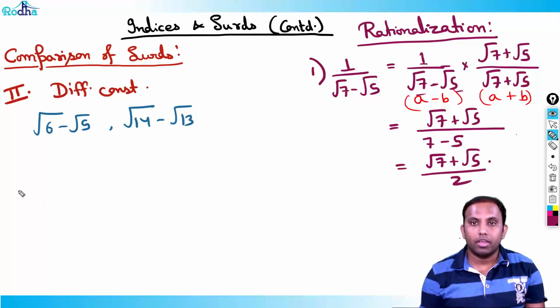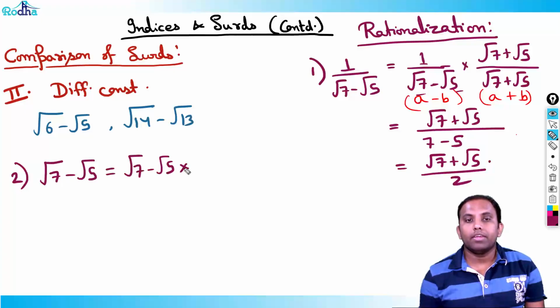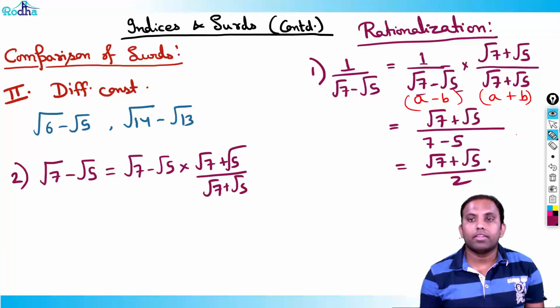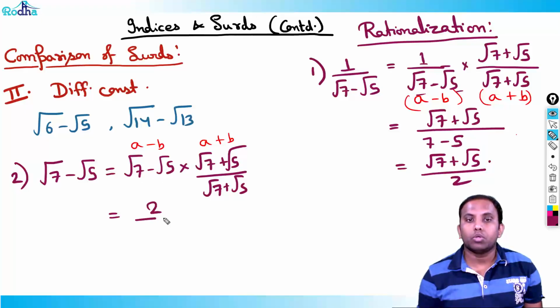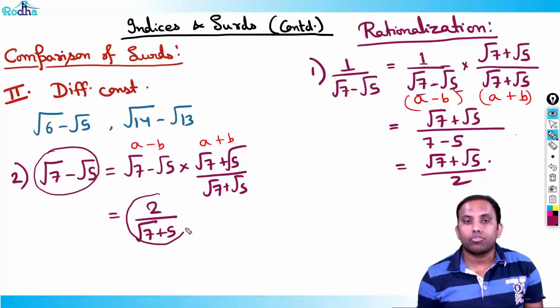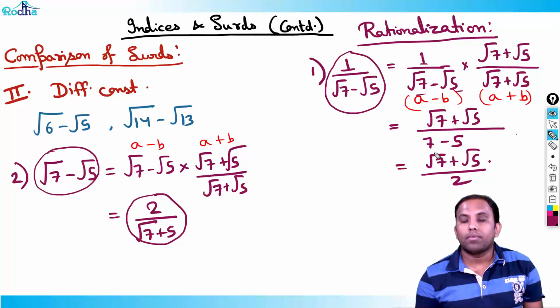Now one more we'll see. Suppose it is like root 7 minus root 5. So what is conjugate? Multiply and divide by just opposite sign. So root 7 plus root 5 and root 7 plus root 5. So this time, this is A minus B and this becomes A plus B. So what it becomes is A square minus B square. Root 7 square is 7, root 5 square is 5. 7 minus 5 is 2. 2 by root 7 plus root 5. So rationalized form of root 7 minus root 5 is 2 by root 7 plus root 5. Rationalized form of 1 by root 7 minus root 5 is root 7 plus root 5 by 2.